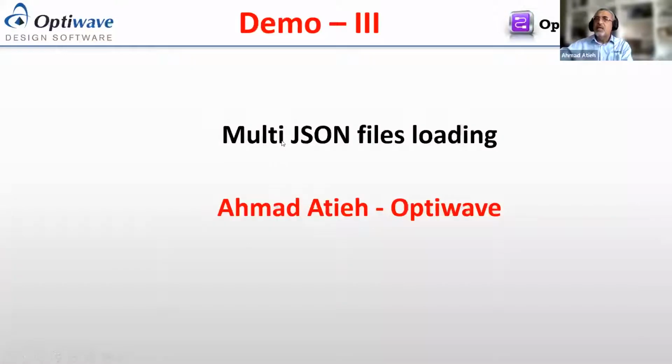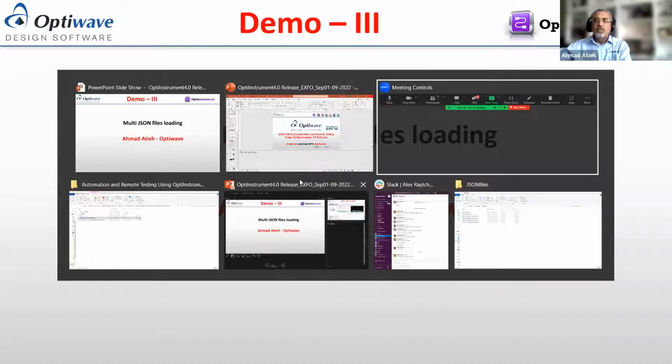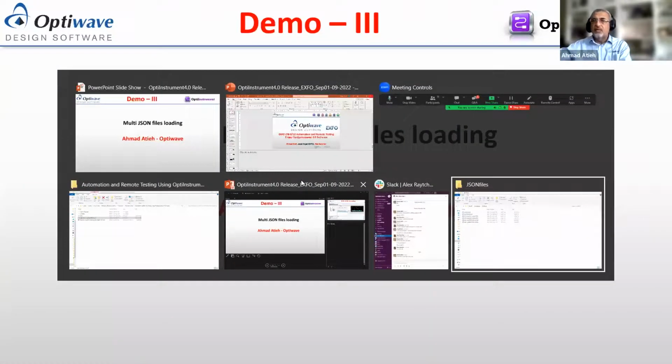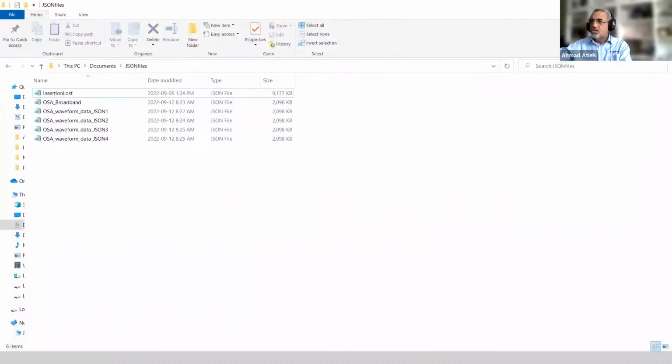Now, this is the last part, where we're going to show you how to access the JSON file, because once you measure each channel, you save it as a JSON file, and then after that you would be able to display and do the characterization. For that part, I'm going to go into the other folder and launch OptiInstrument.